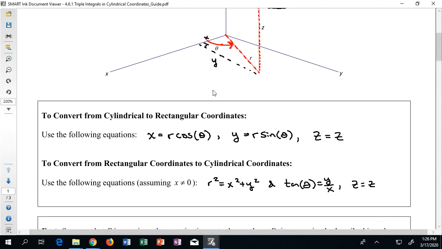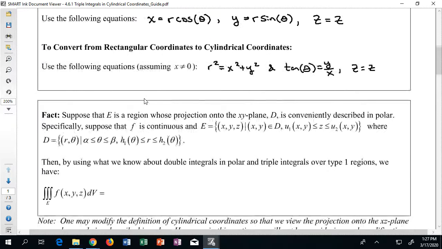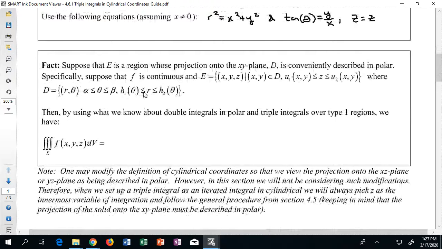Our goal, though, is going to be to see how we can do triple integrals and why we would need to do triple integrals using this new type of coordinate system. Okay, so here's at least one important fact that we can take a look at before we jump into some examples. Suppose that E is a region.